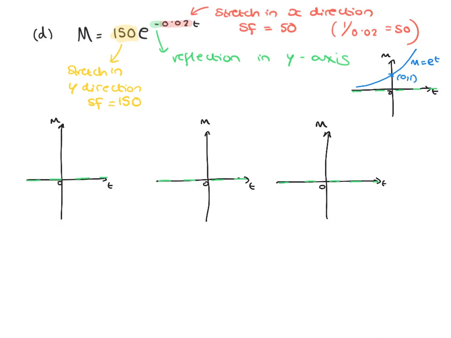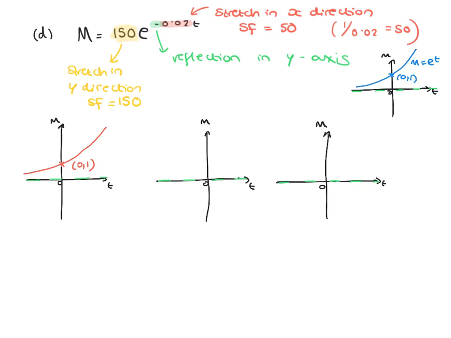So in the top right hand corner I have a sketch of m equals e to the t. Let's sketch each stage of the composite combination of transformations. First of all, the stretch in the x direction, scale factor of 50. The x coordinates will multiply by 50. The y coordinates will remain the same. So the graph will simply be a stretched out version of itself. The y-intercept will not change at this stage. The asymptote will not change either.